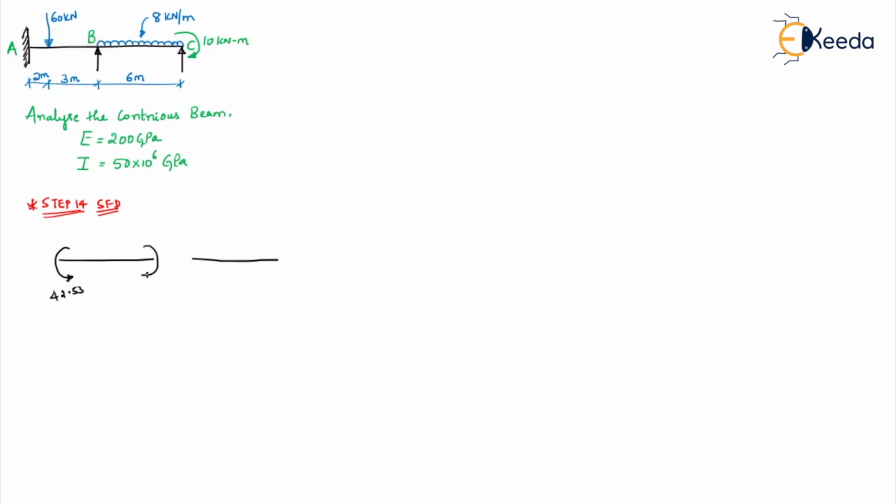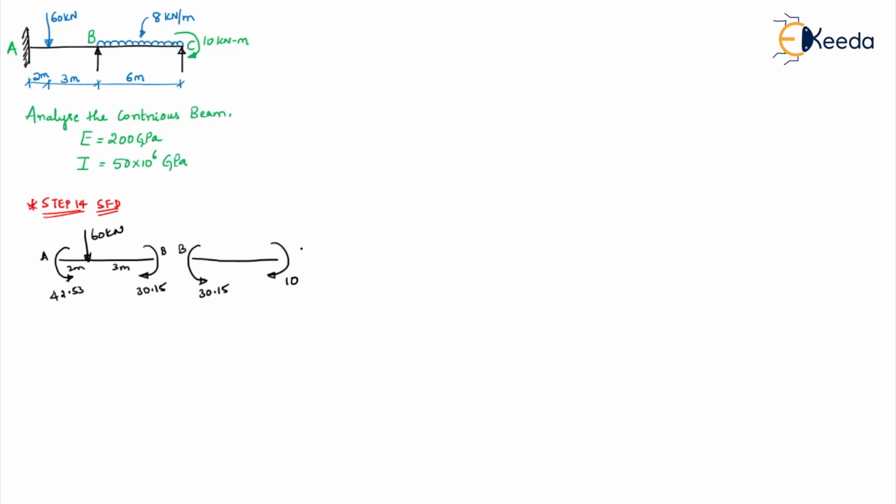42.53. Here, this is what? 30.15. Here again, this is what? 30.15, and here it is what? 10. Okay, so these are the values. Now this has what? A point load of 60 kilonewton. So this is 2 meter and this is 3 meter. I think this much is enough for doing your calculation of reactions.